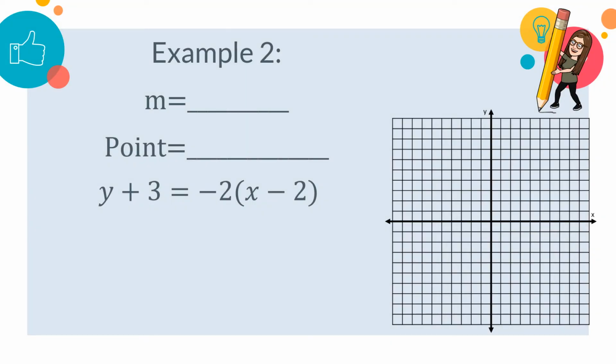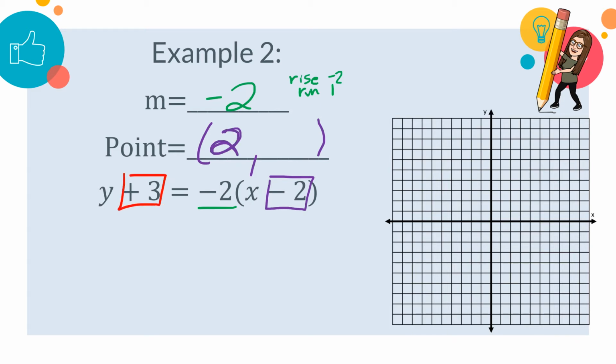Let's try another one. Here I see that the number in front of x, my slope, is -2. If needed, that means my rise is -2, my run is 1. But let's concentrate on the point, my x and y value. If it says x subtract 2, then we write positive 2. If it says y plus 3, we're going to write minus 3. All right, so let's plot that dot right away. Right 2, down 3. That's my starting point. That's where I begin my graph.